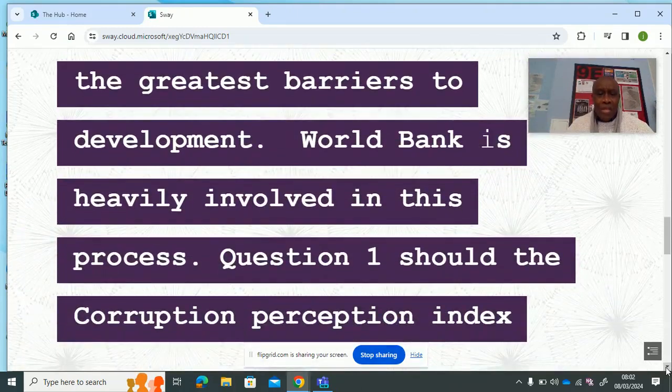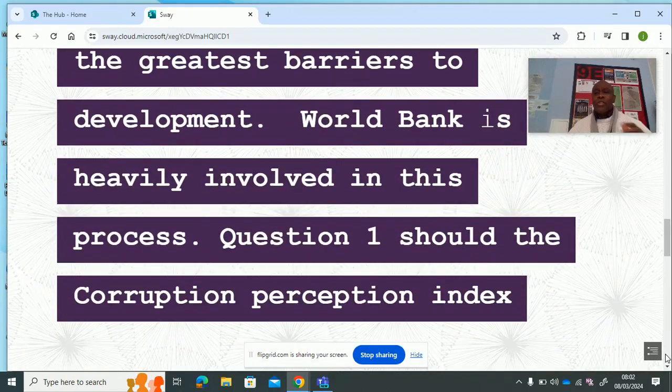Okay. Question 1. I want you to think about these questions. I'm not going to answer them for you, but I want you to think about these questions. This is what good students do. It's not just content. You have to be able to apply the content.